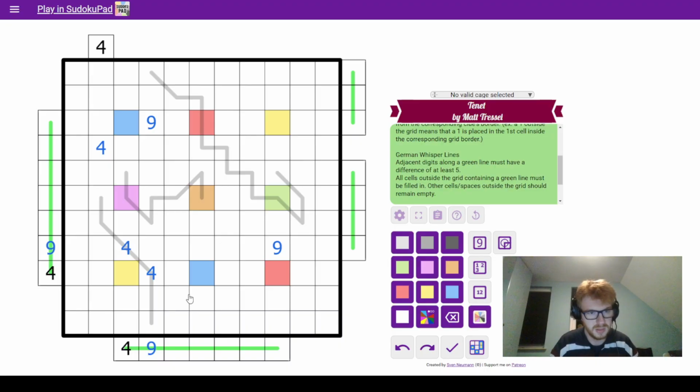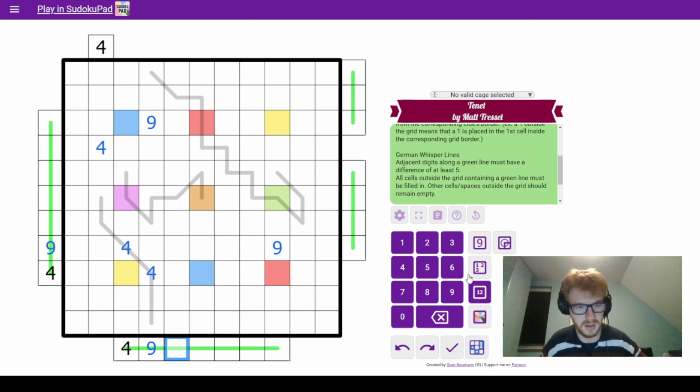Which, okay. Interesting. These two are then the same digit. I'm debating if I should start with the palindromes or with the German whisper lines. Because right, this is a 1, 2, or 3, but that just means that this is a 1, 2, or 3. If it's a 1, that is in a region.